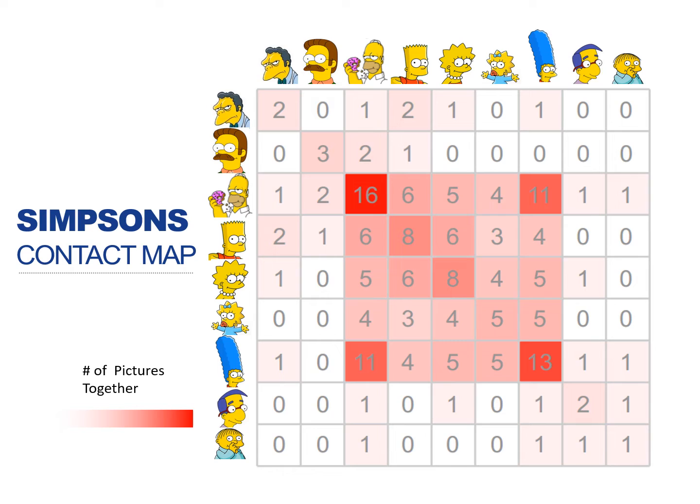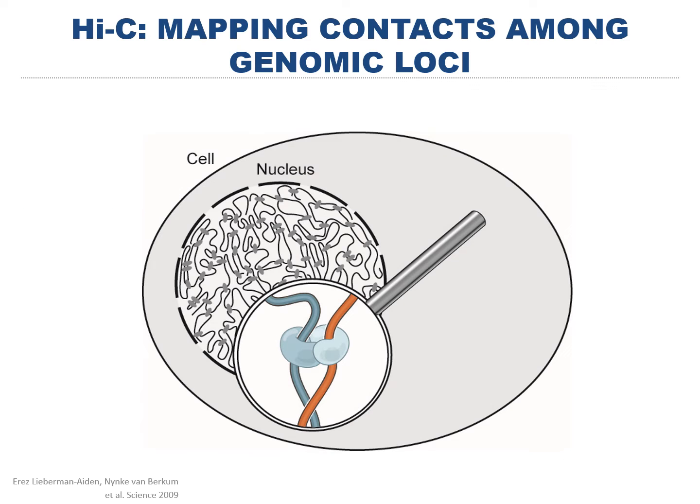How does that work? Well, we don't necessarily quite know, but it's an intriguing lead that we can follow up on. Turns out that Hi-C allows you to map contacts among genomic loci in much the same fashion.